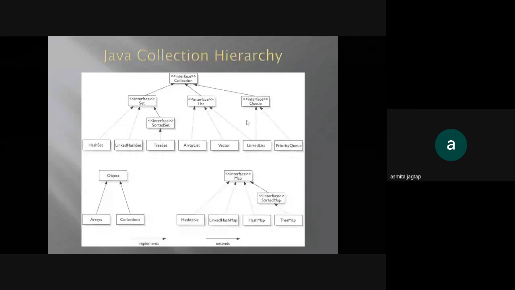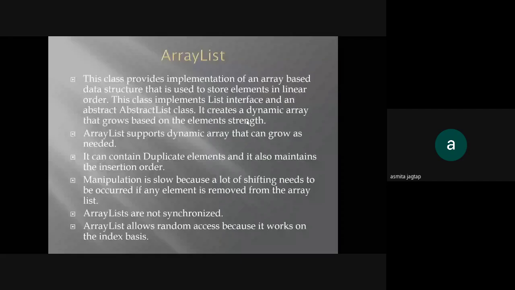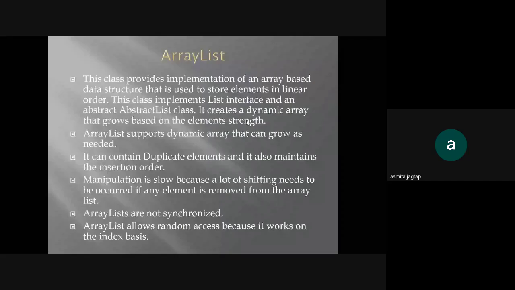So the next is ArrayList. This class provides the implementation of an array-based data structure. Means inside it is using array logic only, used to store the elements in linear order. This class implements the List interface. From the name itself we get to know that it implements the List interface and extends the AbstractList class. It creates a dynamic array that grows based on the number of elements.